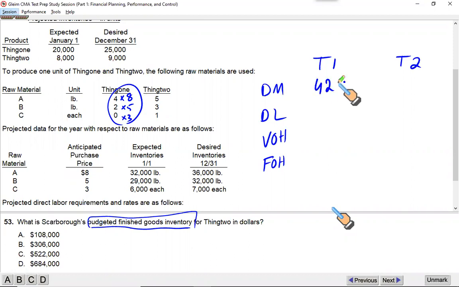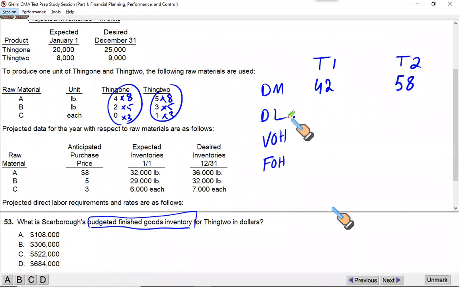You can do the same thing for thing 2. Thing 2 requires 5 A's that come at the rate of 8 each. It requires 3 B's that come at the rate of 5 each. And it requires 1 C that comes at the rate of 3 each. 8, 5, 3. And so just multiply these. 5 times 8 plus 3 times 5 plus 3. It gives you 58. So the direct material for thing 1 and thing 2 has now been established.